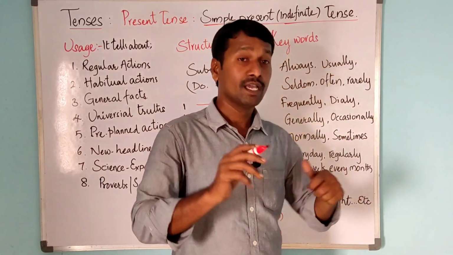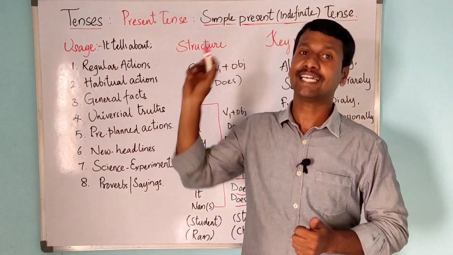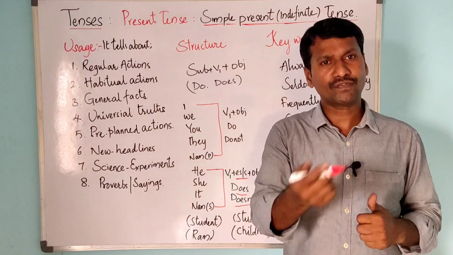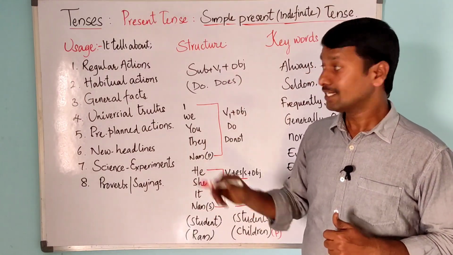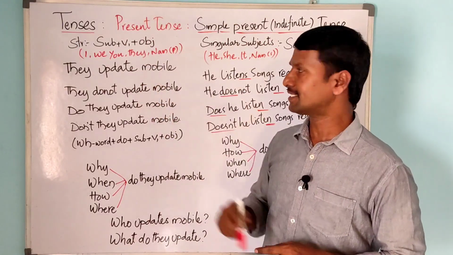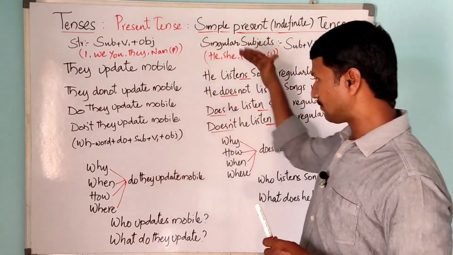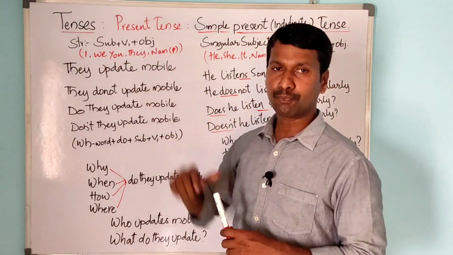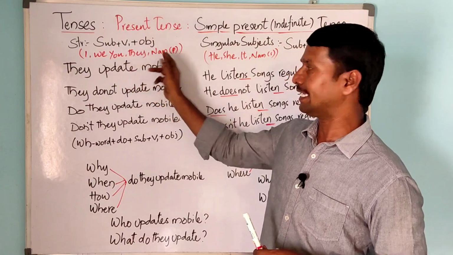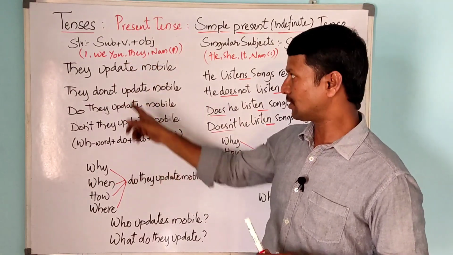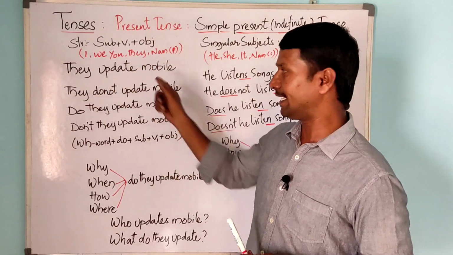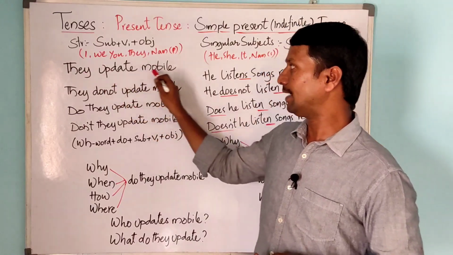These keywords will help you to identify the tense here. Let's see two examples of simple present tense. The structure is subject plus V1 plus object, with one example of a plural subject and one of a singular subject. When you take the plural subject, I, we, you, they, names, plurals, the examples are: positive sentences, they update mobile, subject, verb and object.